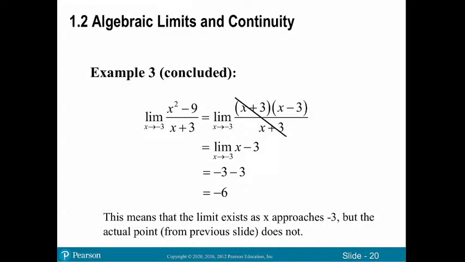So as we get close to x equals -3, the limit exists because the left-hand limit equals the right-hand limit, but at -3 it's not defined, right? Okay. Hopefully that's okay.